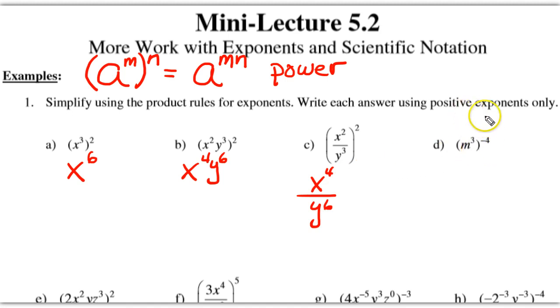Now, again, they only want positive exponents. So this comes out as m to the negative 12. Remember, there's a 1 there, so we leave the 1 there, but we bring our base and exponent down to the denominator, and the sign of the exponent changes. Okay.